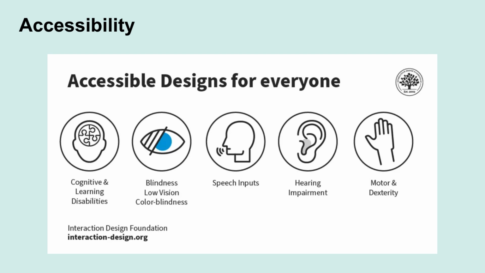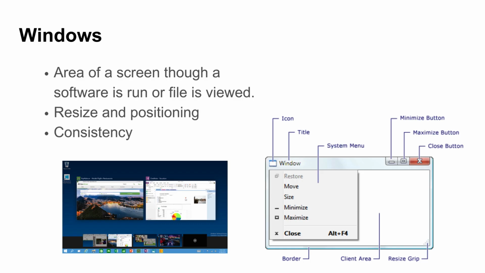And next we will see windows. Windows are areas of the screen through which a particular software or data file may be viewed. Windowing was first demonstrated by the Xerox Alto and later incorporated into Apple operating systems and Microsoft Windows. The resize and positioning feature allows users to resize and move windows easily to accommodate their preferences and screen space. Also, minimizing allows currently unused windows to be temporarily parked and reused later.